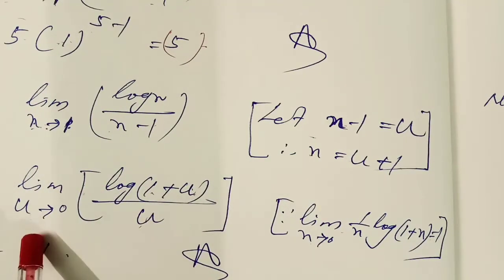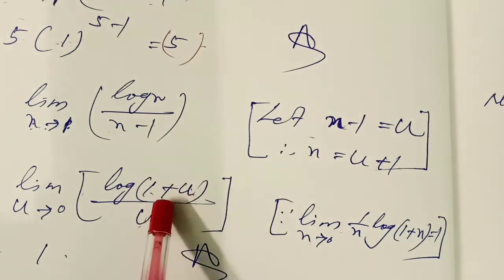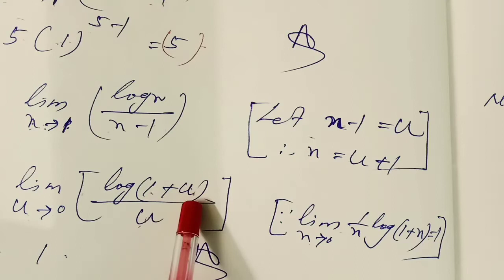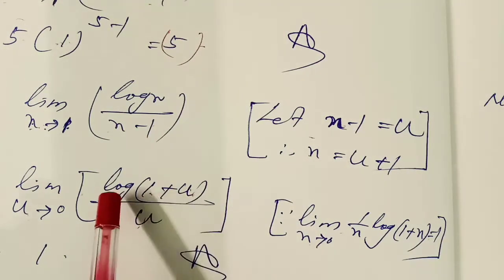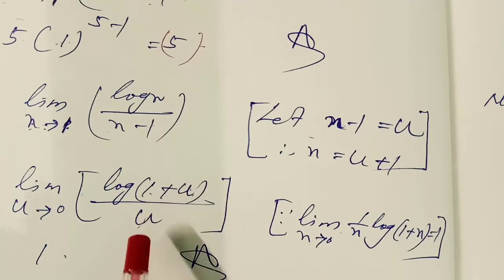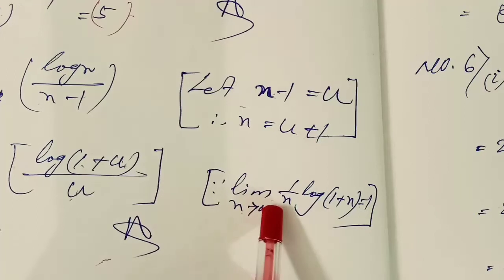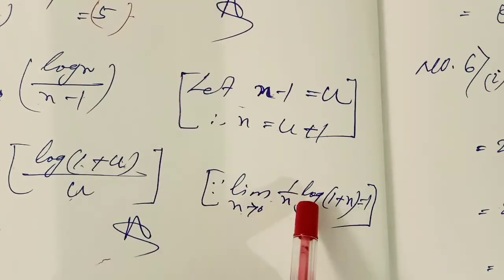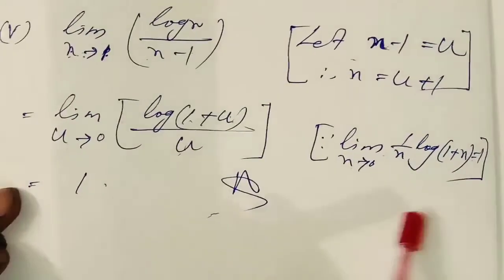So the function will be converted like this: limit u tends to 0, log x means u plus 1, or 1 plus u. And here x minus 1, I have written as u. Now the formula converts to log 1 plus u by u, and u tends to 0. The formula is already written before: limit x tends to 0, 1 by x log 1 plus x equals how much? 1. The final answer here is 1.